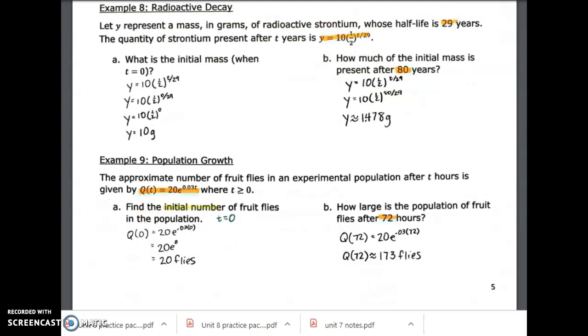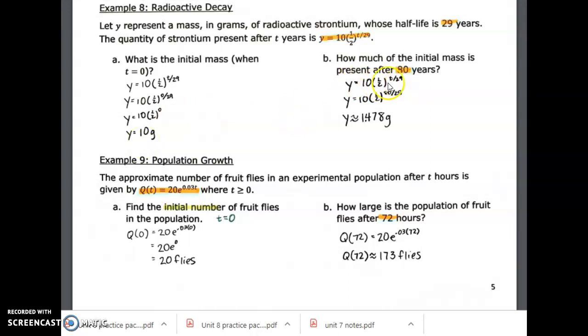Radioactive decay. In this case, they're actually giving us the formula they want to use for the half-life of strontium, which has a half-life of 29 years. So the initial mass, or the initial amount of strontium, meaning the amount that we have when the time is 0, is what we would do by plugging 0 in for our t, or our length of time. And when we do that, it makes our whole exponent 0, and anything to the 0 power is 1, so strontium starts with 10 grams.